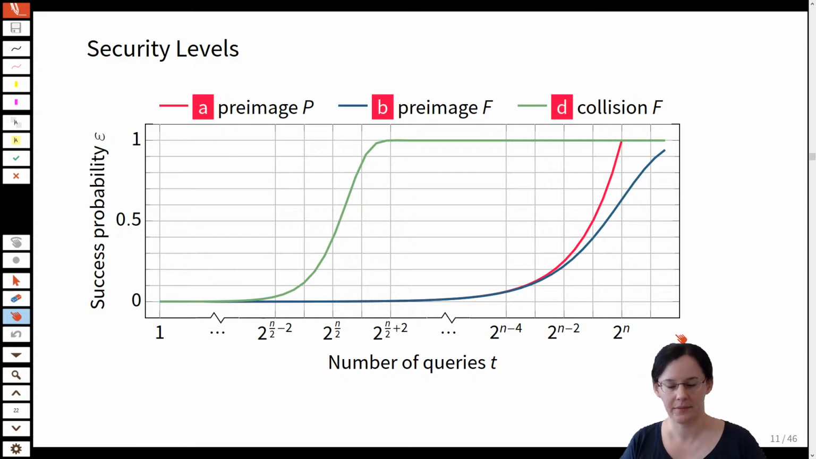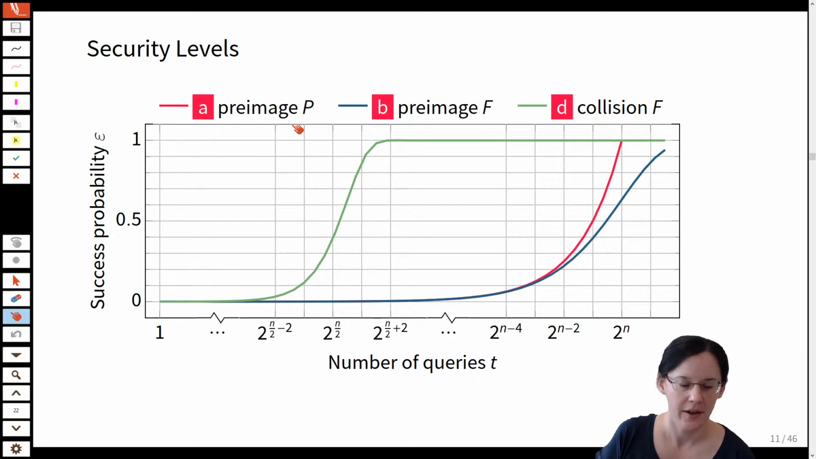But what these formulas give us is these curves here that correspond to the security curves, to the t epsilon curves of different types of cryptographic attacks. So let's first look at the red curve maybe. So the red curve is the success probability of finding a preimage of some permutation. This would, for example, be that I correctly guess the plaintext that corresponds to a given ciphertext.